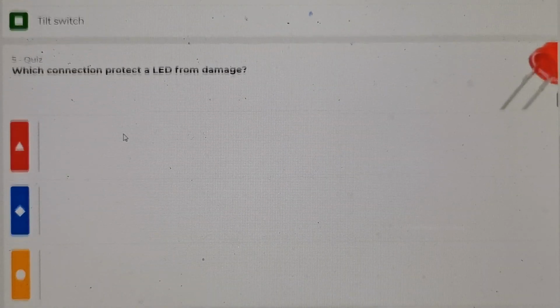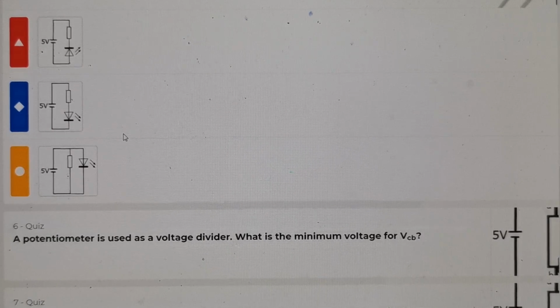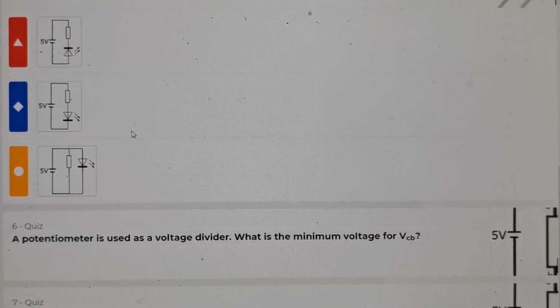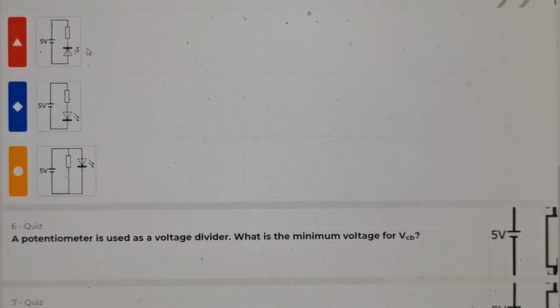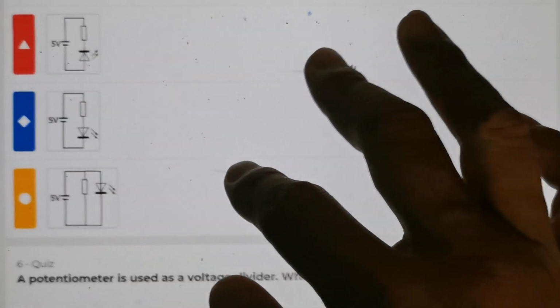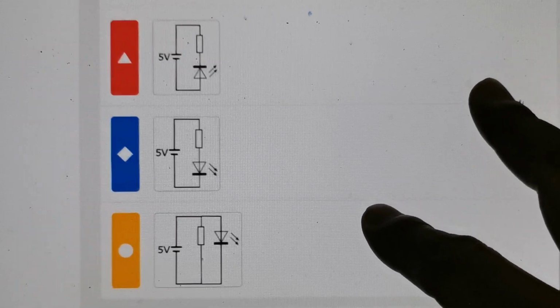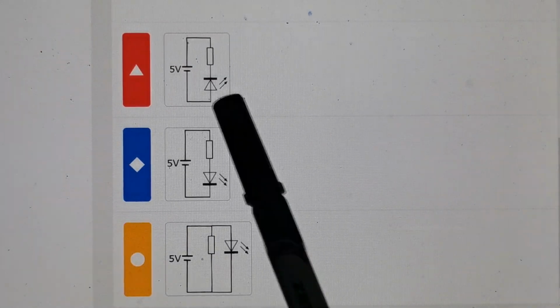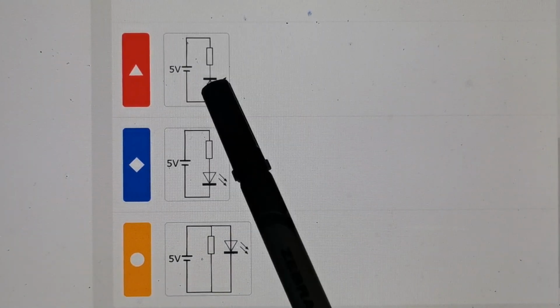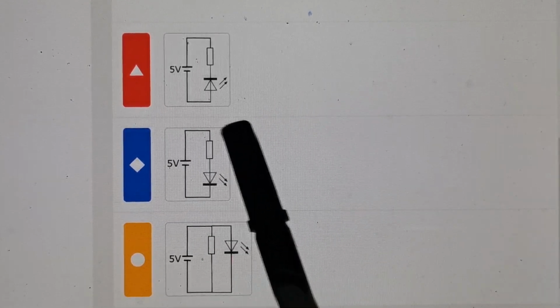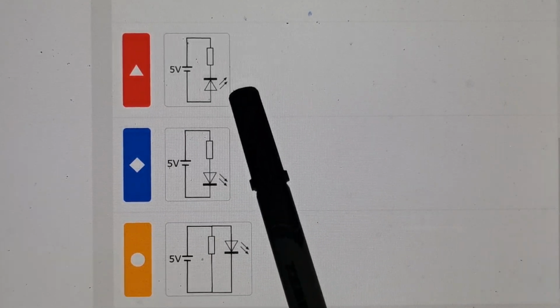Okay. Which connection protects the LED from damage? Which one will protect the LED from damage? Now, the first one. Take a look at the first one. Current will flow this way, flow until here. I already told you, an LED only allows current to flow in one direction, not the other direction.